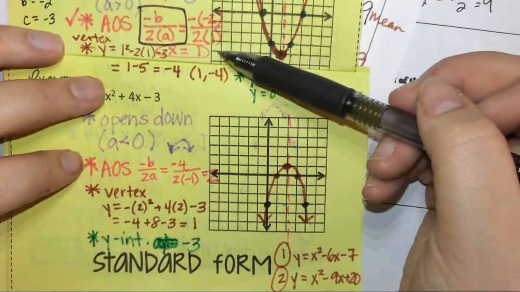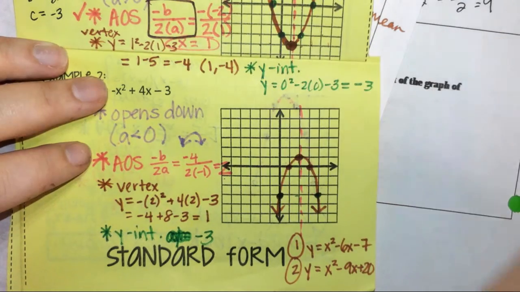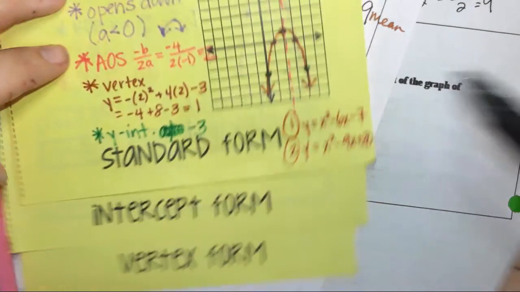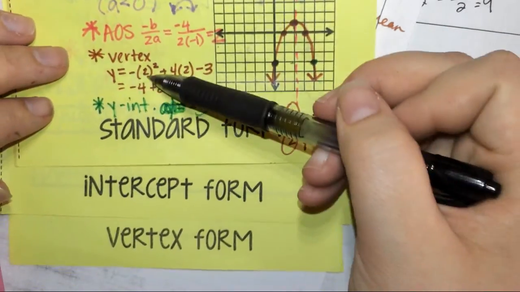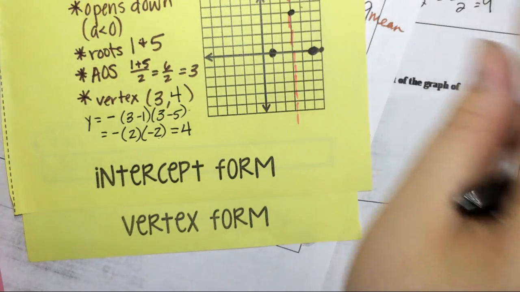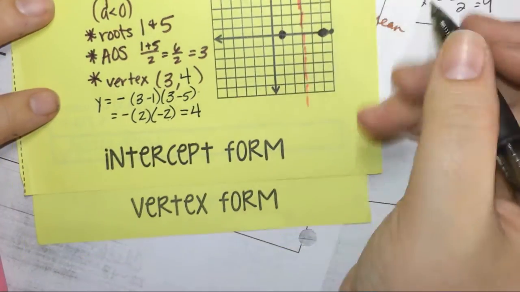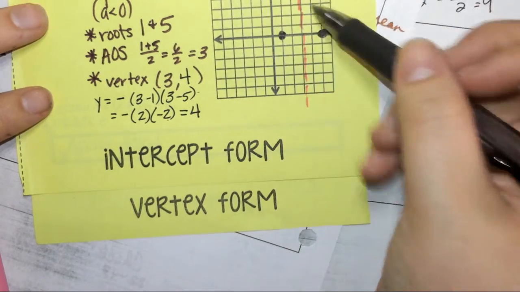I got my axis of symmetry was 1. I plugged in the 1 to get the y-coordinate. My axis of symmetry was 2. I plugged in the 2 to get my y-coordinate. That's when we're trying to find the intercepts. If I plug in a 3, I'm trying to find that vertex.